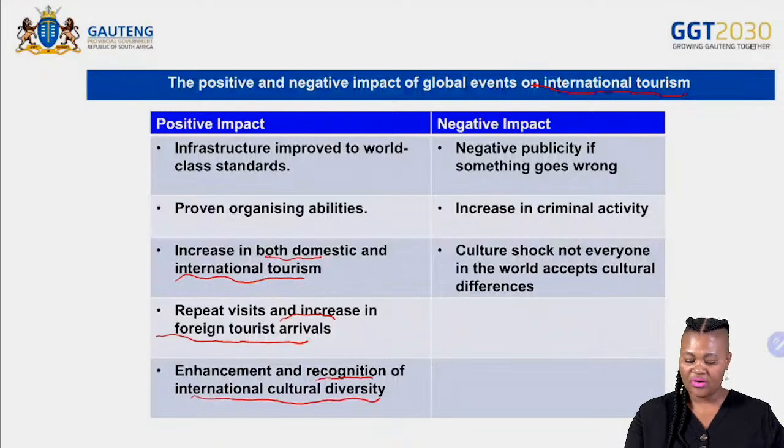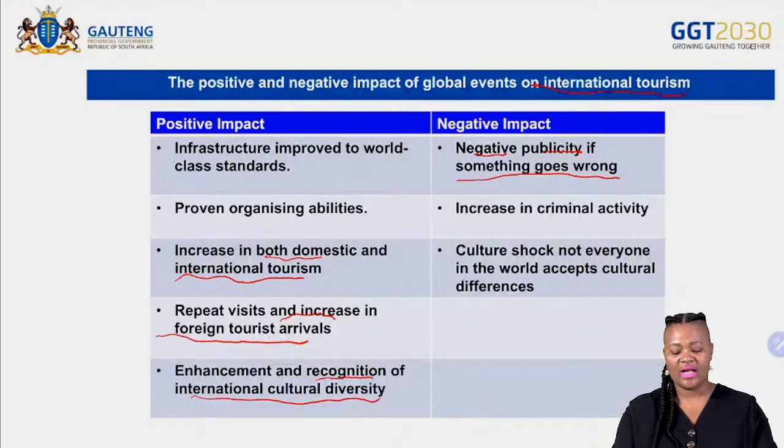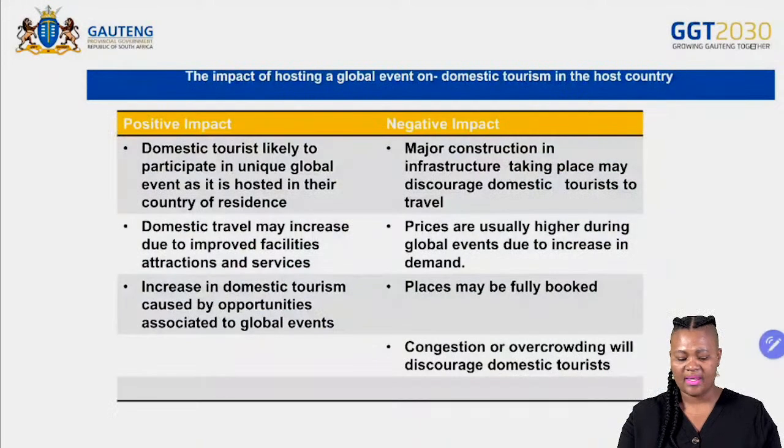So also, when you look at the negative impacts of international tourism, we've got negative publicity if something goes wrong. If a global event is being hosted, it is very important to be cautious that there will be a lot of media coverage. So if the slightest thing goes wrong, there will be negative publicity for that particular country or city. And then there'll be an increase in criminal activity, and there'll be a culture shock, as not everyone in the world accepts cultural differences. So those are the positive impacts of hosting global events on international tourism, as well as the negative impacts.